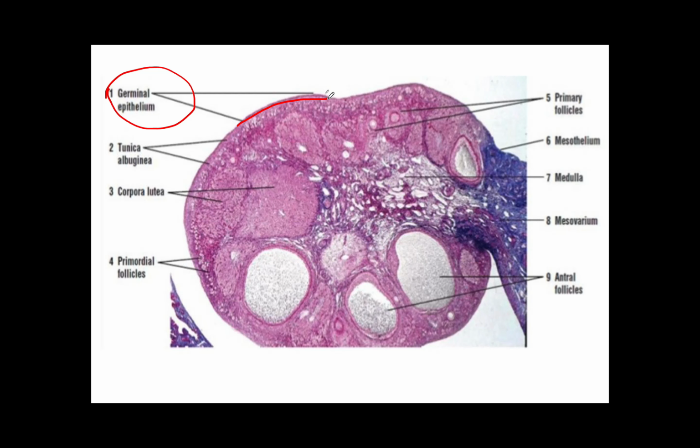What happens is that all the ova that have been formed will remain dormant, or resting, until the female reaches puberty. Right? And then what happens? Then oogenesis will begin in the fetus, and it will continue through puberty, and it will end when the female reaches menopause.